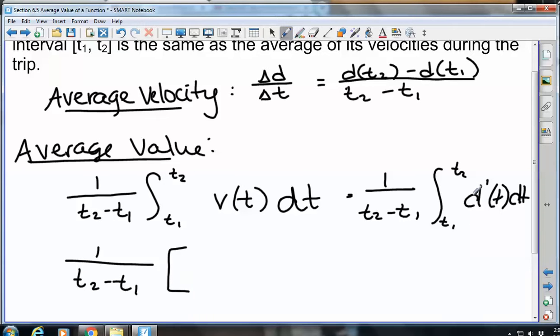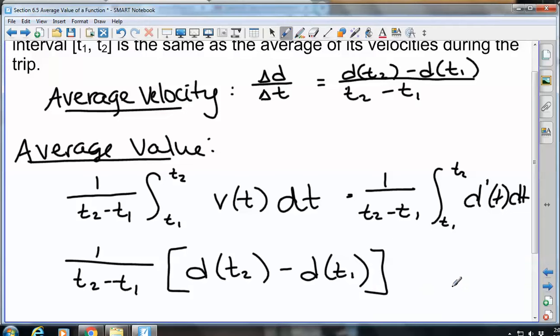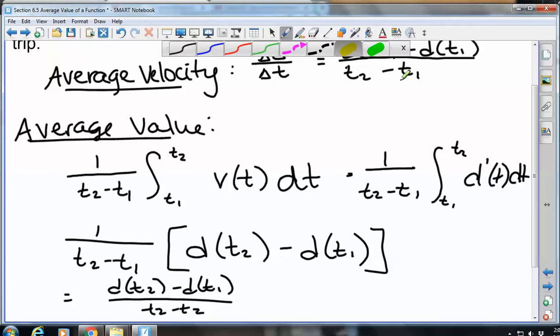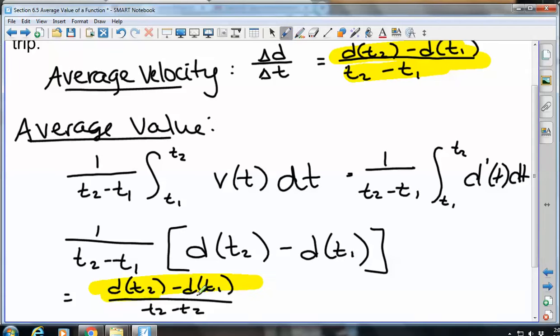Well, writing it this way makes it really easy to see. The antiderivative would just be the distance at t2 minus the distance at t1. And you get d of t2 minus d of t1, over t2 minus t1, which is the same thing we got for the average velocity. So if we had just calculated the slope between the two endpoints, we would have gotten the same thing as finding the average value of the function over the entire interval.